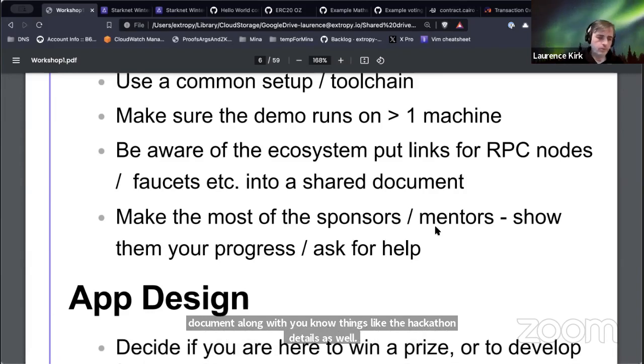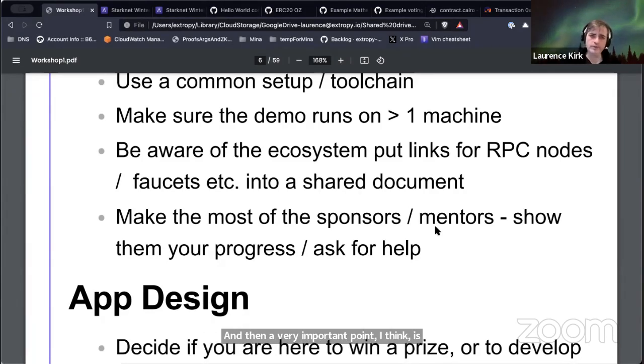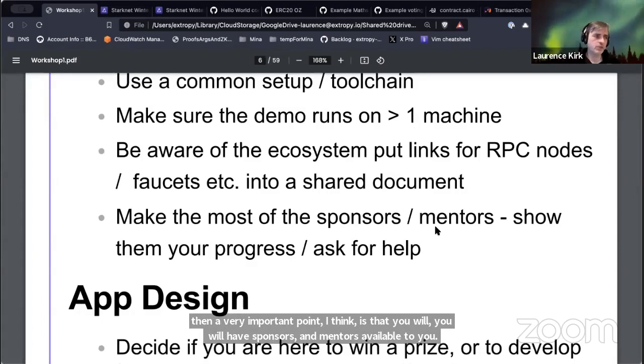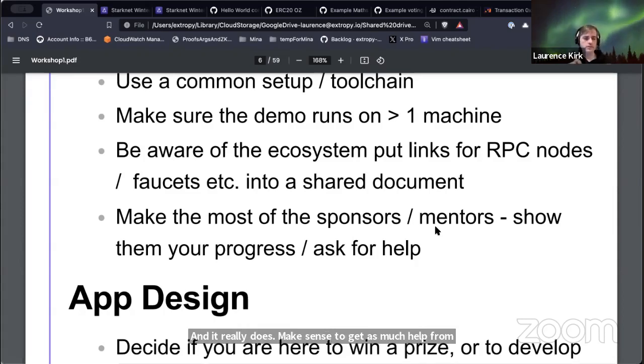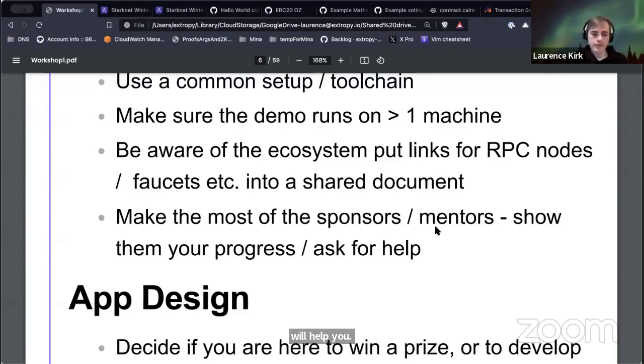And then a very important point, I think, is that you will have sponsors and mentors available to you, and it really does make sense to get as much help from them as you possibly can. Now, this is not only getting technical help. I mean, obviously that will help you, but also these are the people who are going to be judging your project. So, getting them introduced to what you are doing and giving them an idea of the progress you are making and getting their opinions and their advice and showing that you are following their advice when you're creating your project will impress them. It will make an impact with them.